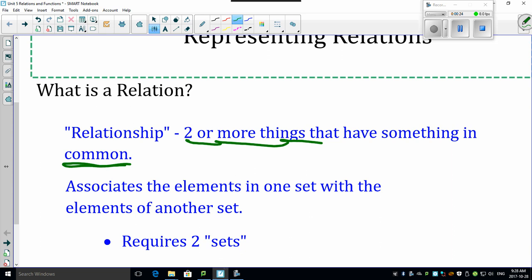So what you do here is you associate the elements within one set with that of another set. Well, what do I mean by that? Well, let's take a look.